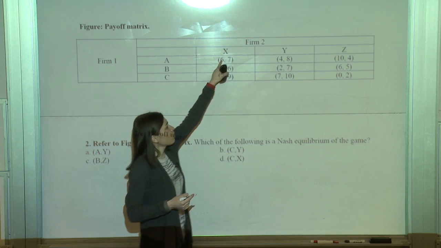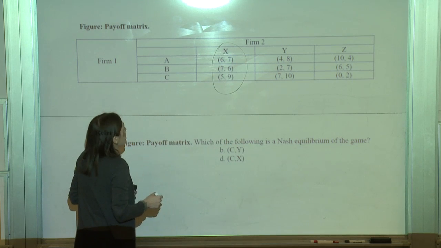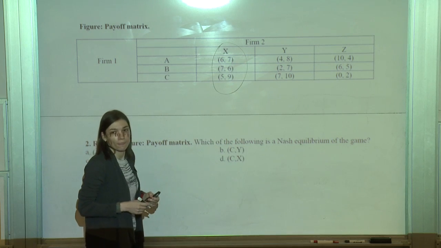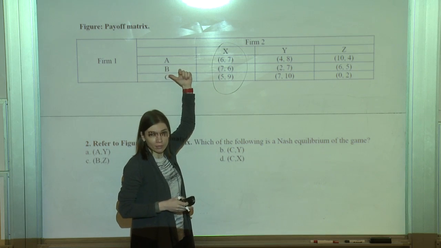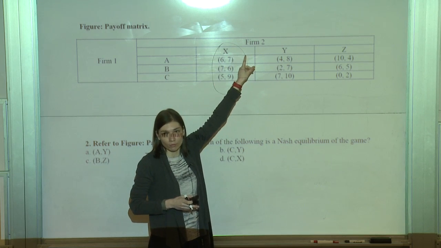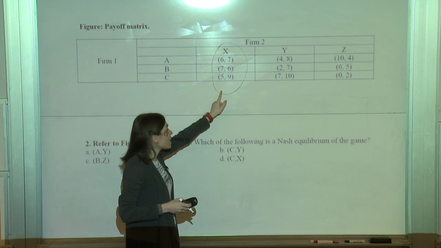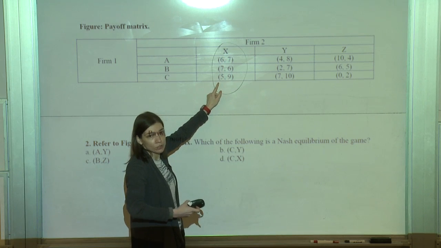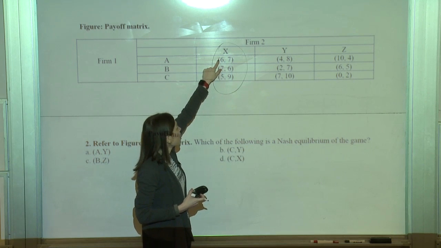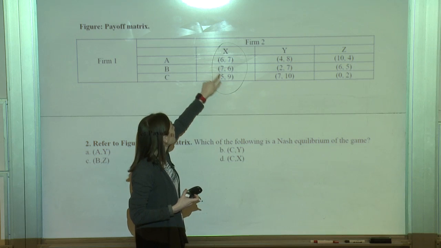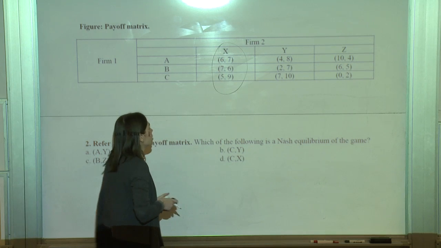So consider the three possible actions of firm 2. First of all, firm 2 can go with X. If they go with X, what is my best strategy? The first number represents the payoff for firm 1, and the second number represents the payoff for firm 2. So if I'm firm 1, given that firm 2 chooses X, what should I choose? B, because A gives me 6, B gives me 7, and C gives me 5. So B is my optimal response if they choose X.